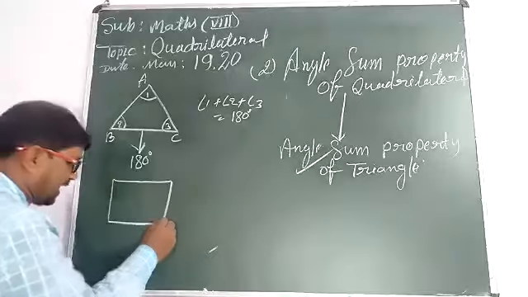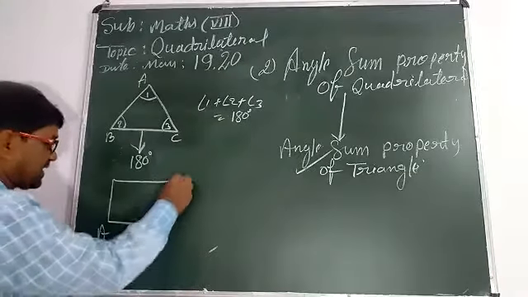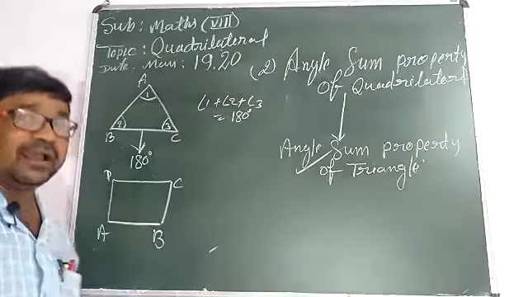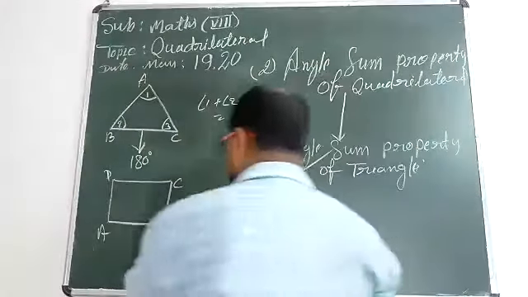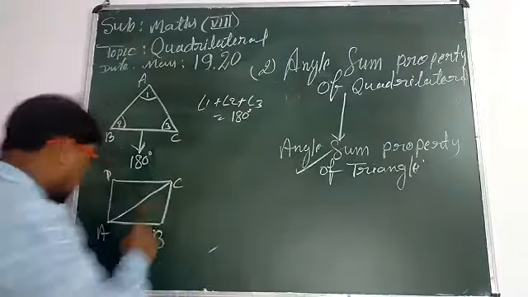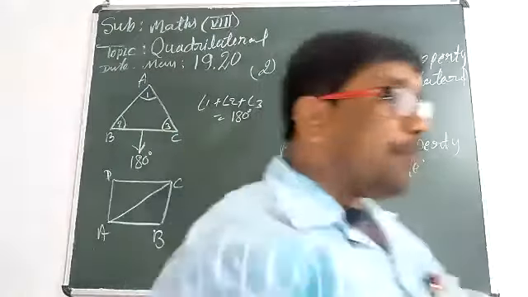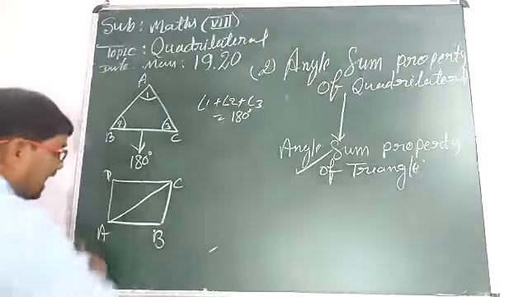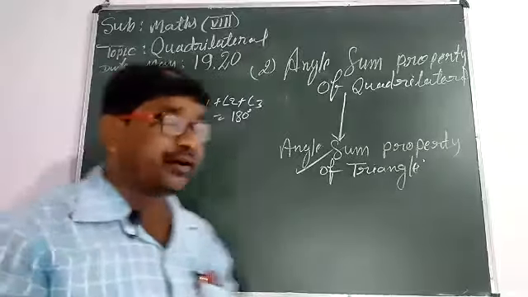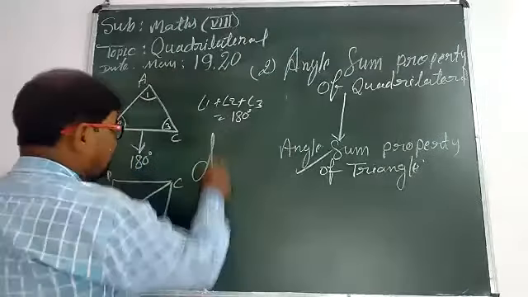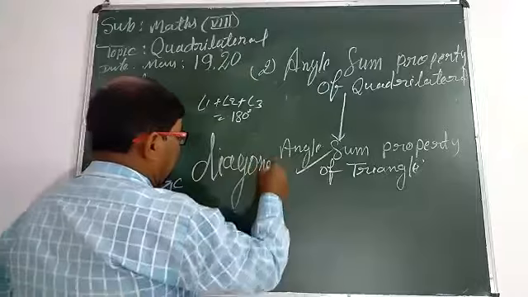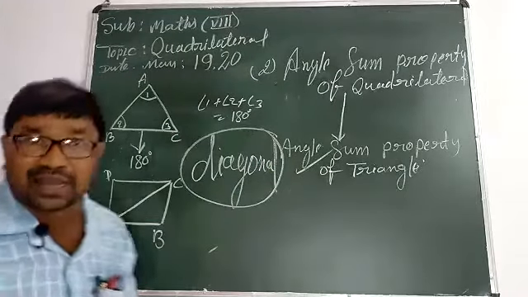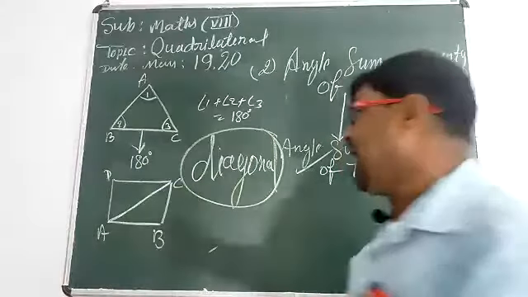Now students, one more thing. Suppose that you have a quadrilateral, any type of quadrilateral ABCD. If you are joining the opposite vertices, suppose that you are joining A to C, because A is the opposite vertex of C. This type of line segment is called a diagonal. Understood diagonal, student?